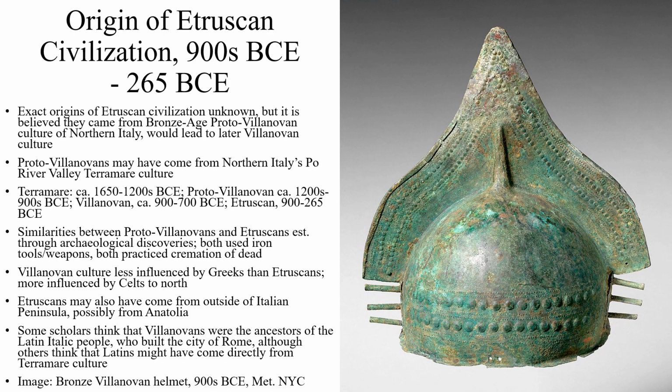Anyway, what we think of as the Etruscan civilization began around the 900s BCE and continued until about 265 BCE when the Etruscans were basically absorbed by the Romans, although there may have been small pockets of Etruscan culture even after 265. As I mentioned before, the exact origins of the Etruscan civilization are unknown, but it's believed that they possibly came from a Bronze Age people called the Proto-Villanovan culture that inhabited northern Italy.